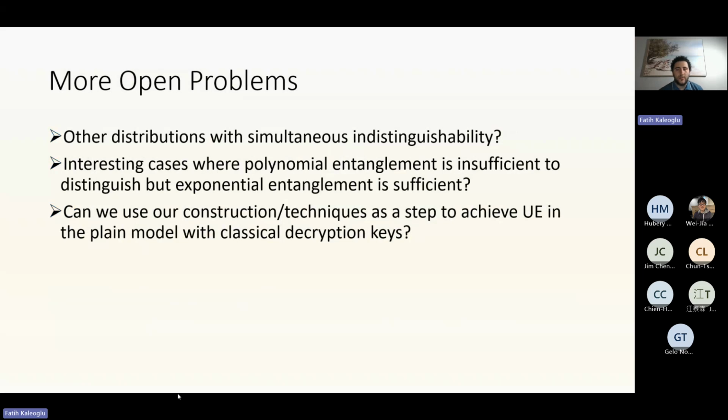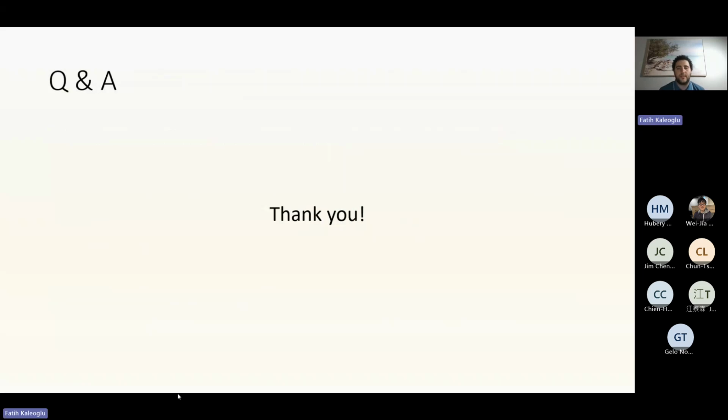And all our results are valid for arbitrary entanglement. So one can ask, does it matter how much entanglement the adversary has? Maybe it's secure against polynomial entanglement, but not secure against exponential entanglement. So are there such cases? And also, can we go one step further and resolve the big open question of unclonable encryption feasibility in the plane model without changing the syntax and using classical decryption keys? And that's it. I can take questions.